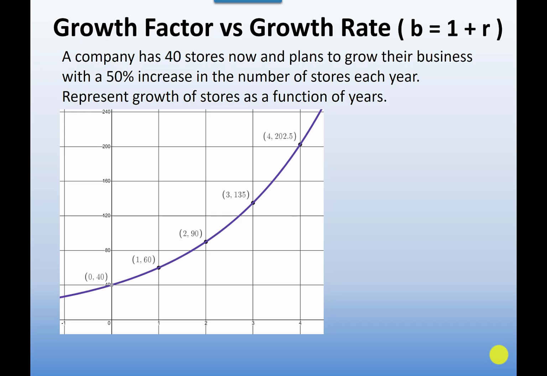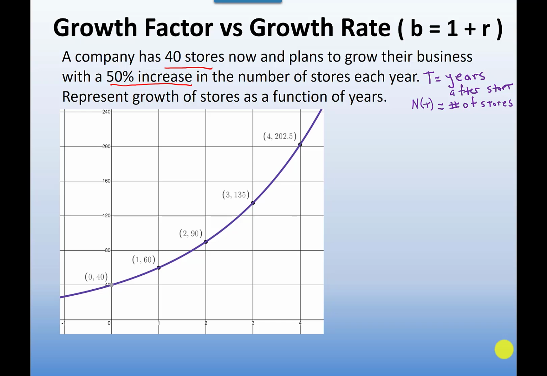So let's use this word problem to illustrate what's happening with an exponential model and how we could create it. And I want you to learn about the tie-in between percents and exponentials. So we got 40 stores to start, and this company plans to grow by increasing 50% of those stores each year. And we want a function that'll model this. So let's get some variables. We'll assign t to be the number of years after the start, and n of t, the function, to be the number of stores.